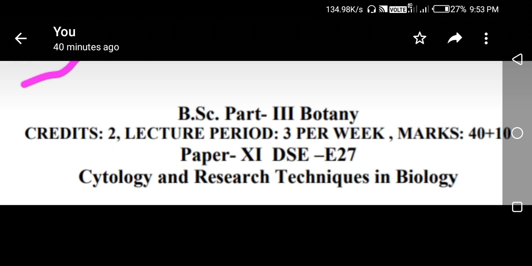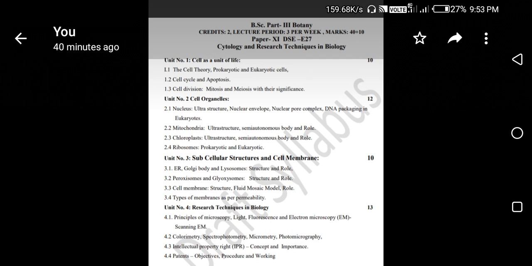So I will deal with paper number 11, DSC E27. Its title is Cytology and Research Technique in Biology. Total marks for this paper are 40 marks and 10 marks will be for internal. You are looking here at the syllabus of this paper. 4 units are there in the syllabus.